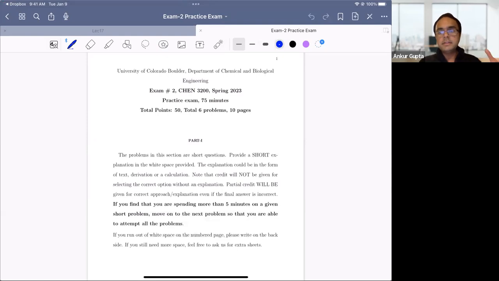So this time the split is a little different. It's not 50-50. This is 30-70%. So there's a smaller emphasis on shorter problems. You know the style, so you will have to write some answers for part 1 as well. But let's get to the practice exam. And this exam will be representative of the exam you will get in your actual exam.